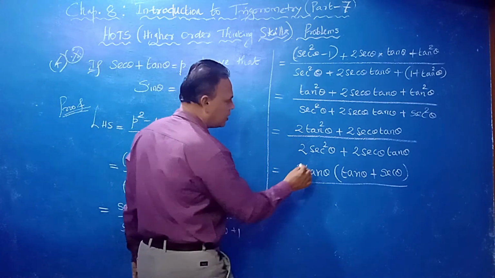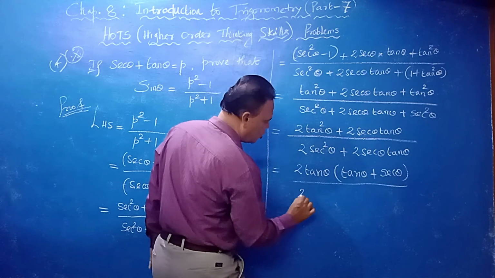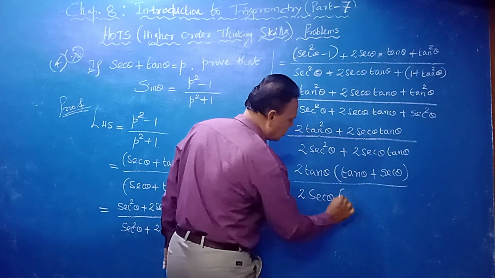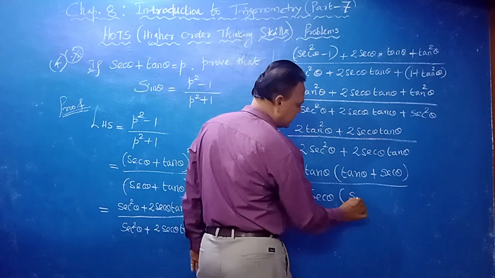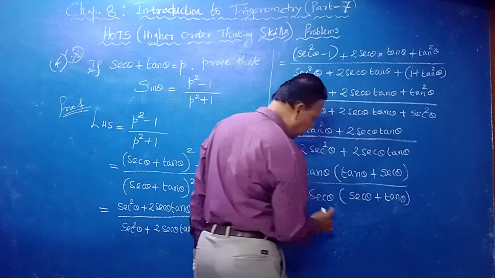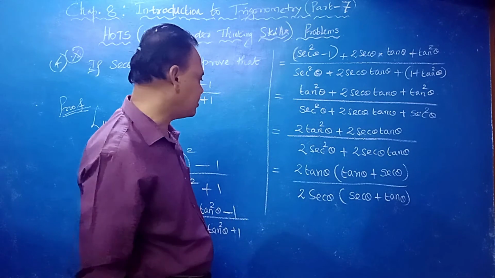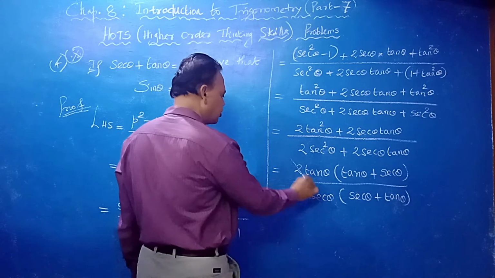By here in the denominator, 2 is common and secant theta also common. So 2 secant theta you write common, means secant theta you write remaining plus tan theta. If you have doubt, you multiply and see. That is always better: if you get doubt, you multiply and see. Same thing we get. So 2 gets cancelled.